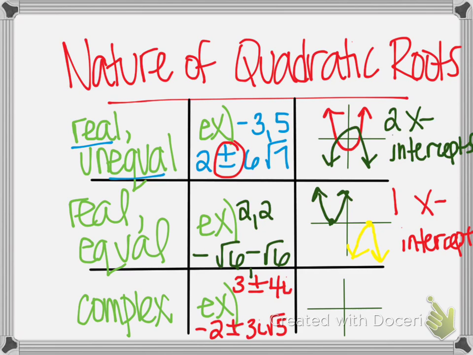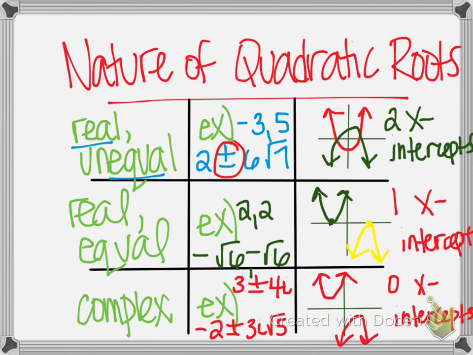Anything with an i in it falls into the category of complex numbers, and in this case, these graphs actually do not hit the x-axis at all because they do not have real roots, so we can't actually graph them on our regular xy axis that we're used to. So these types of equations have 0 x-intercepts.